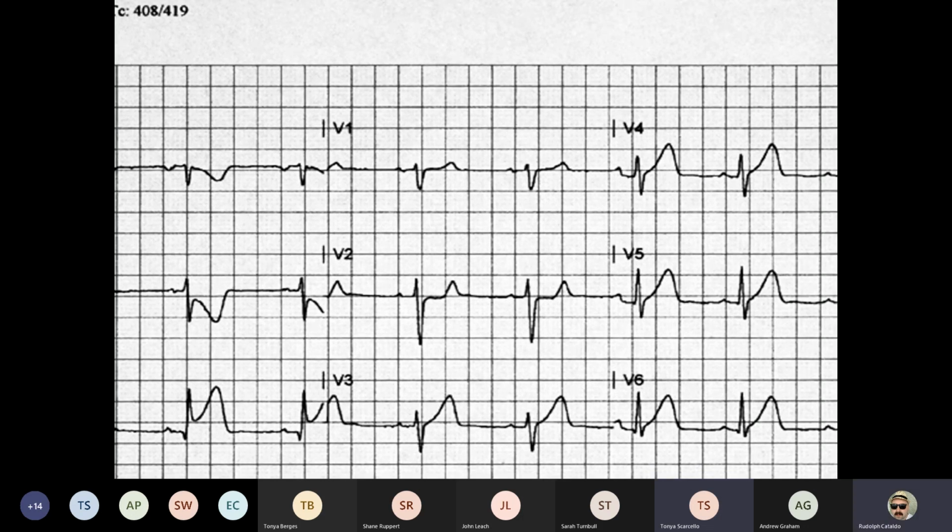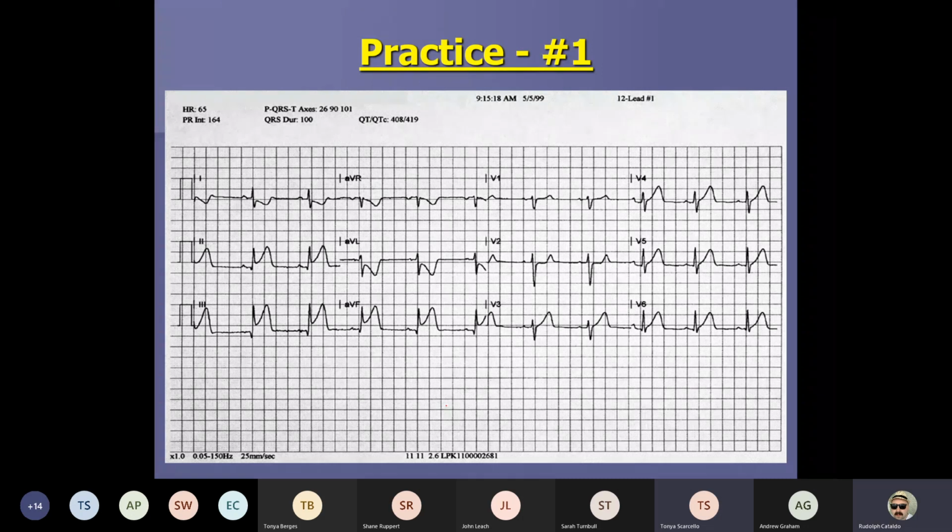Do you truly see any depression there? No. Okay, and I bring that up for a reason. Do we really see any other depression besides I and aVL? Nope. Okay. Now what leads do I have elevation? All besides V1 and V2.